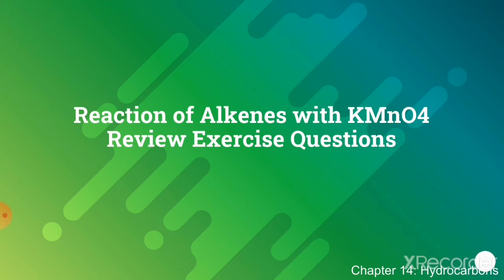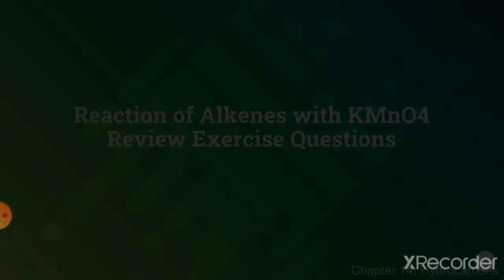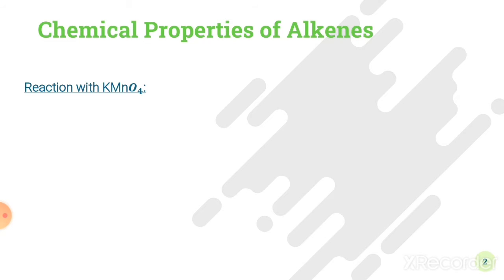In our today's lecture, we will discuss an addition reaction of an alkene. That is the reaction of alkene with potassium permanganate. And after discussing this chemical reaction, we will discuss certain questions from our review exercise. So let's discuss the reaction of alkene with potassium permanganate.